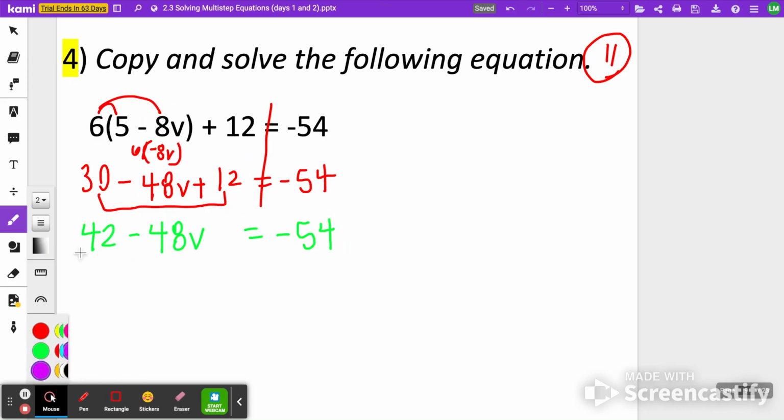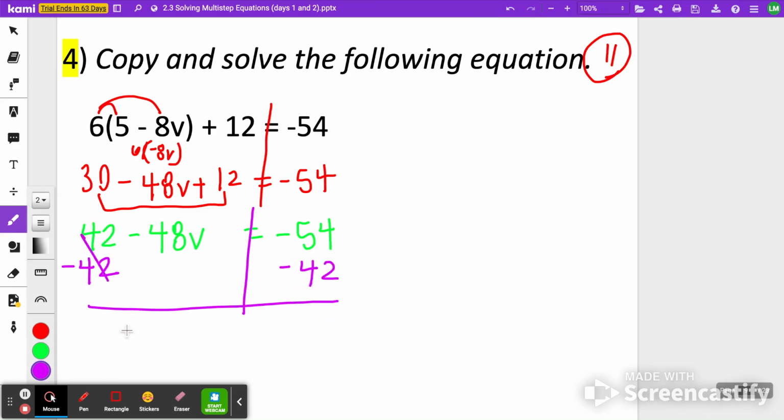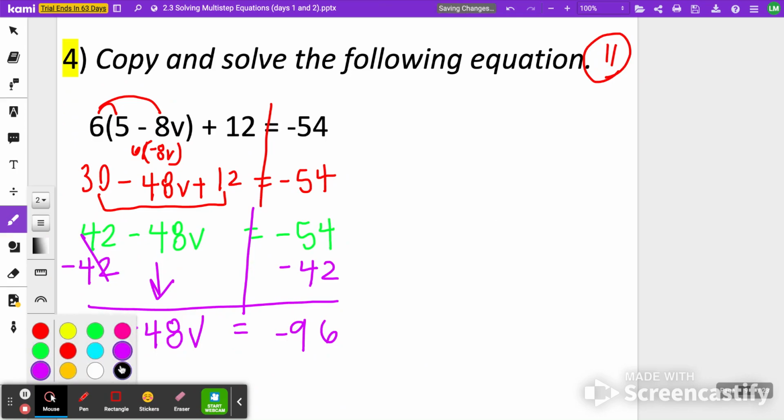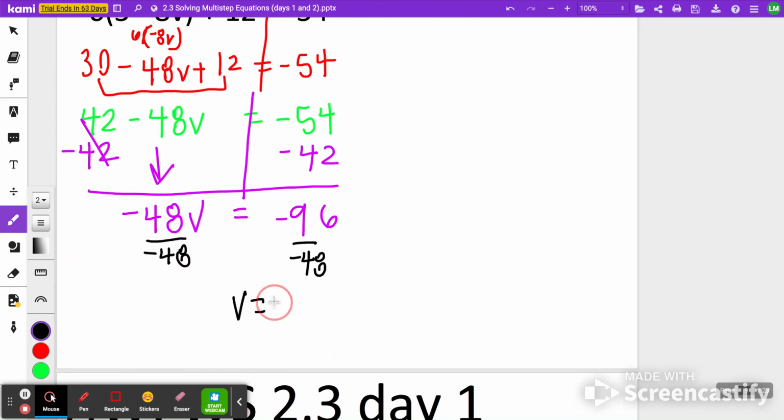Subtracting both sides, I'm going to be subtracting this 42 from both sides. Again, I can't worry about that -48 yet because that -48 is multiplying with the letter v. So I'm going to bring down this -48v is equal to a -54 minus 42. That means to add, so I'm going to get -96. And then my final step will be to divide both sides by -48. -96 divided by -48 is going to give me a +2.